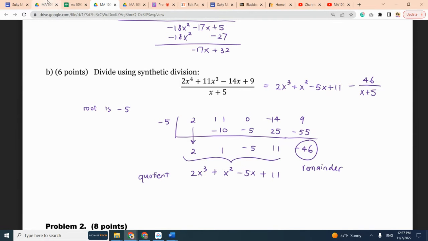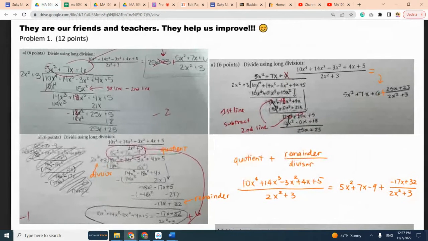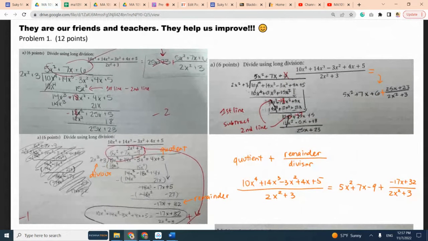Okay. So, let's also look at the common mistakes. I just took some pictures of the common mistakes. I hope you're okay with that. I don't remember who made this mistake. I hope all of us can learn from our mistakes. Okay. So mistakes are our friends. They help us to improve.